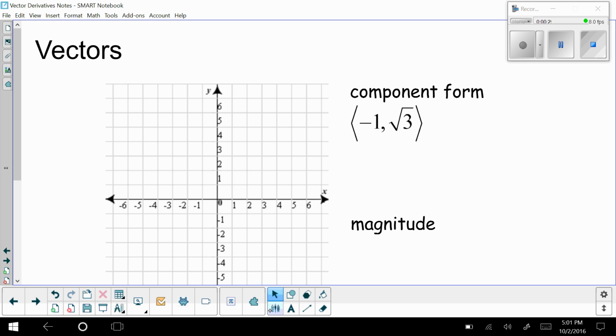So if I have the vector -1, radical 3, it means starting at the origin, I would go -1 in the x direction, radical 3 in the y, and it's actually the movement of it. So it is always drawn as an arrow with the tail end, unless told otherwise. Our tail end starts at the origin, the arrow points and stops at the place our component form tells us.